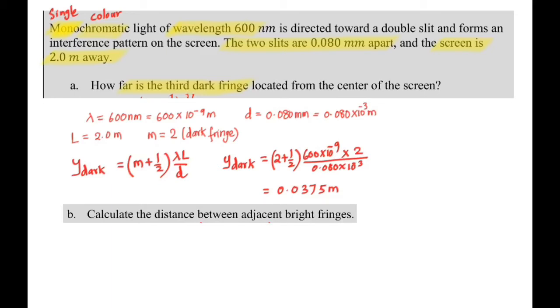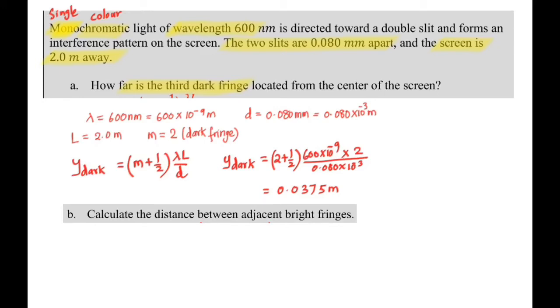So we need to remember how to get the value of m from the problem. We can see that it is saying third dark fringe, therefore the value of m is equal to 2. If it was third bright fringe, then the value of m will be 3. Let's look at the next question.